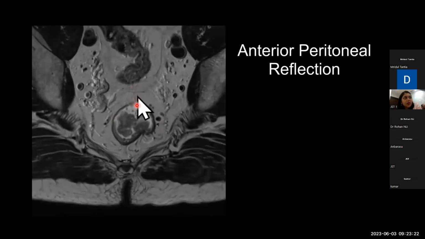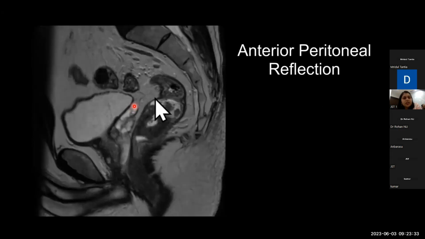So this is a V-shaped seagull sign of sorts. This is a thin hypointense structure. This is the anterior peritoneal reflection. This can be easily seen on the sagittal images as well. This is more easily appreciable in males, although it can be seen in females as well. It appears as a thin hypointense structure attaching to the anterior margin of the mid rectum. So this defines the anterior peritoneal reflection.